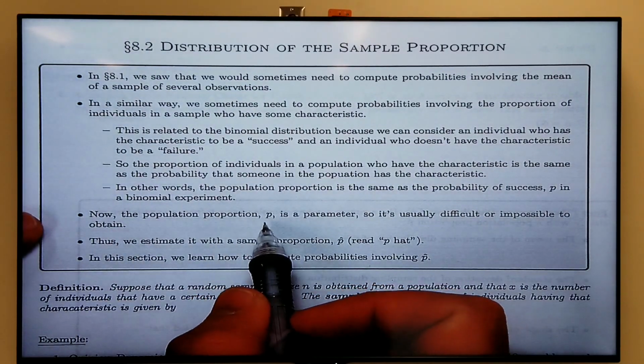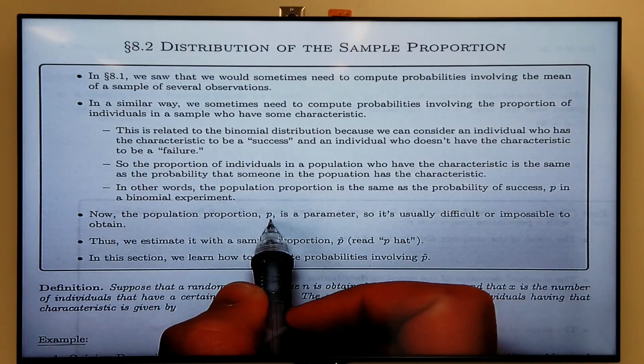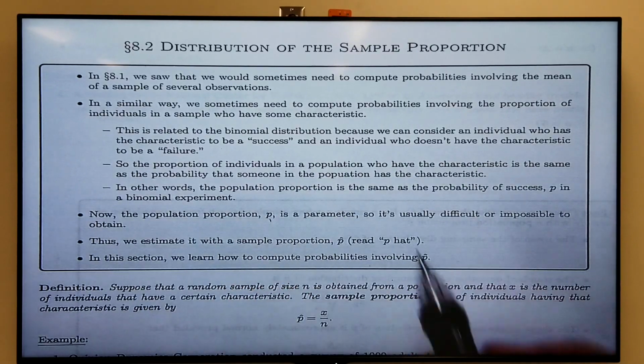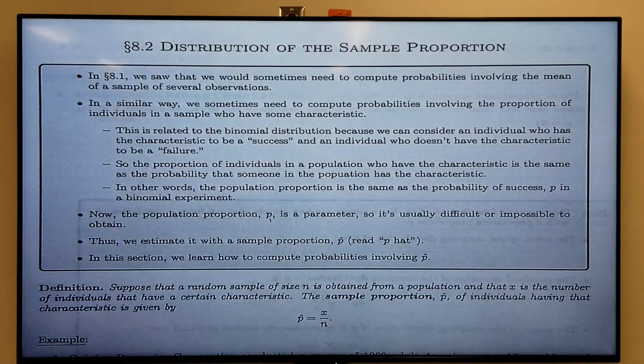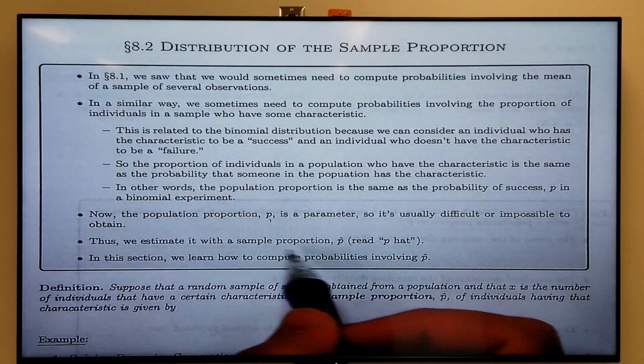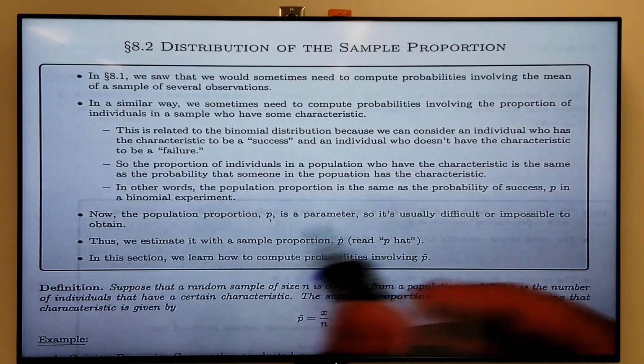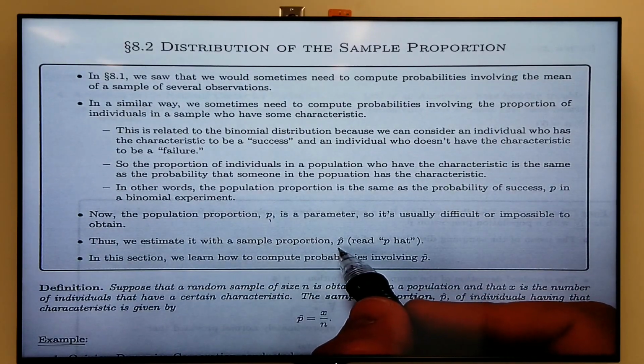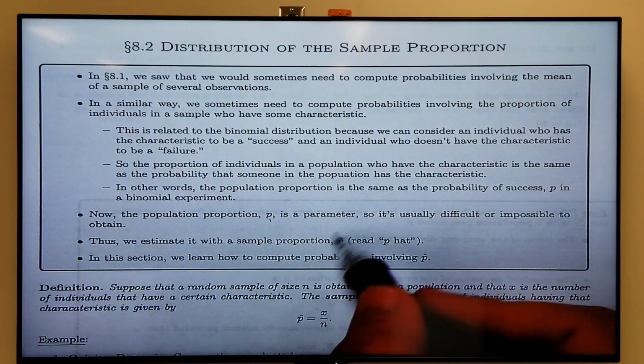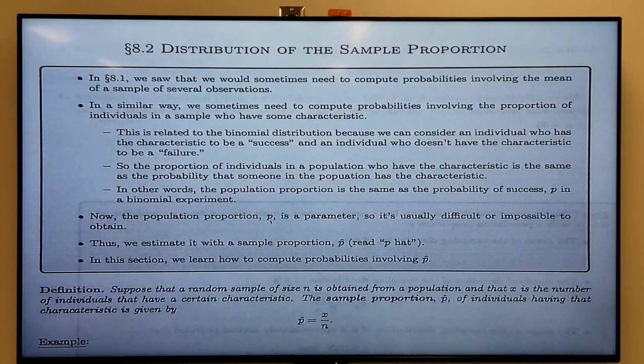That proportion, p, that probability of success, is a parameter. So it's usually difficult or impossible to obtain, and so we estimate it with the sample proportion. The sample proportion is written this way: it's a p with a little circumflex over it. That's read p hat. So we would read that p hat. Okay.